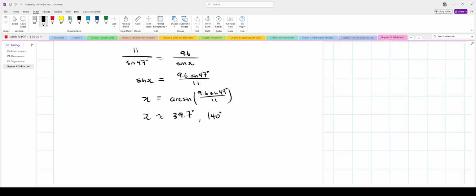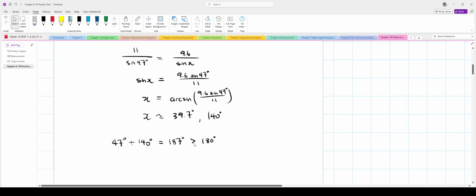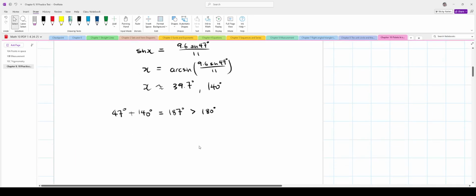Now, I need to check the validity of the 140 degrees, which I'll do by adding the 47 degrees and the 140 degrees that I just found. And that's 187 degrees, which is greater than 180 degrees. Why is it important? Because no triangle has a sum of angles greater than 180 degrees, and 187 is definitely over that. So we know that 140 degrees is not going to work. Therefore, my only possible answer for the angle B will be approximately 39.7 degrees.